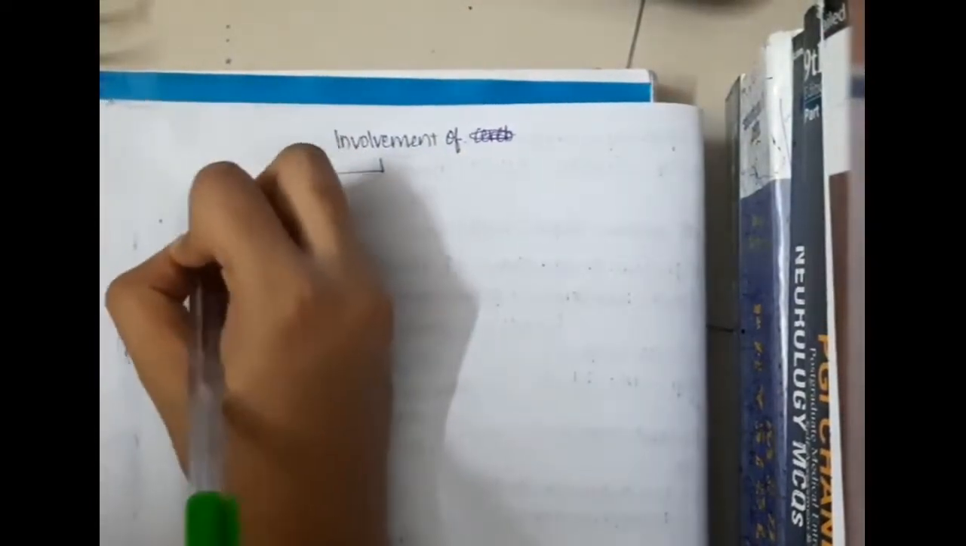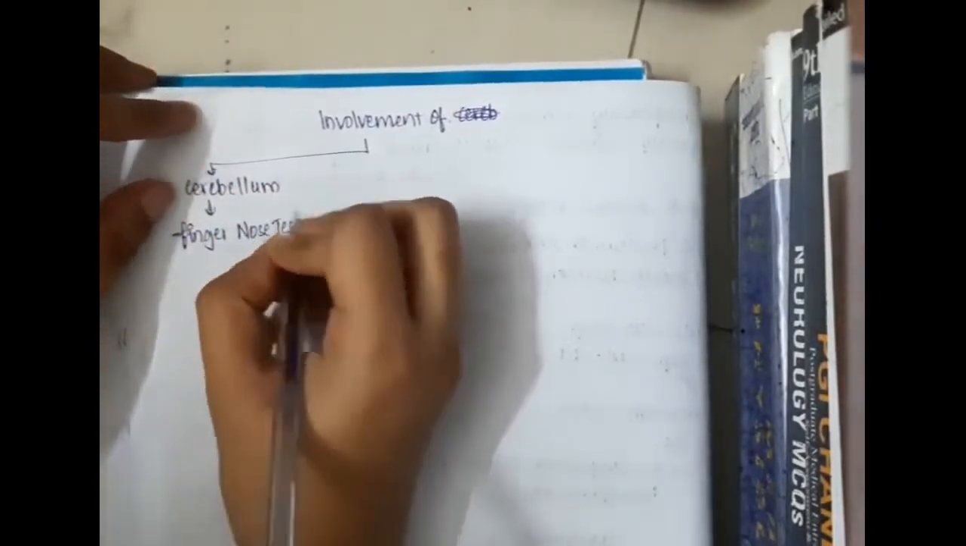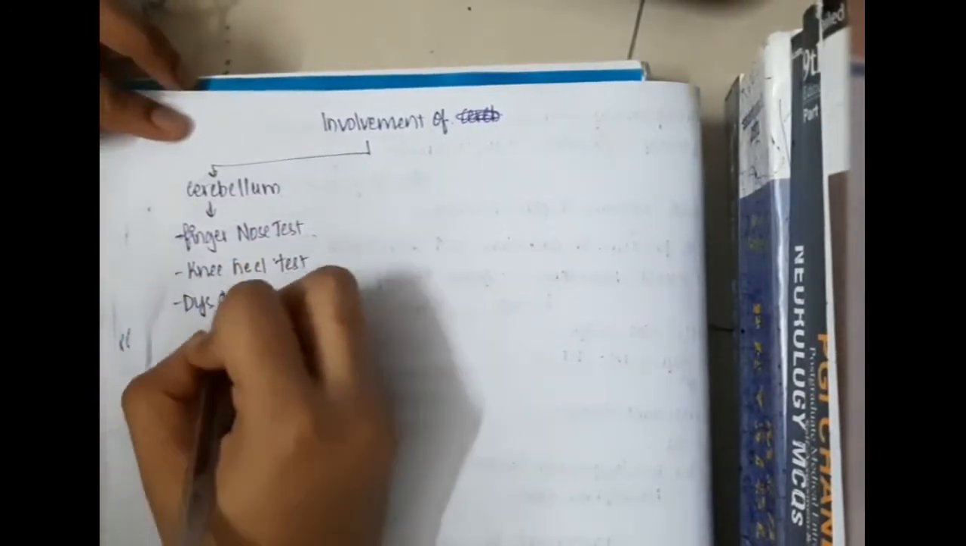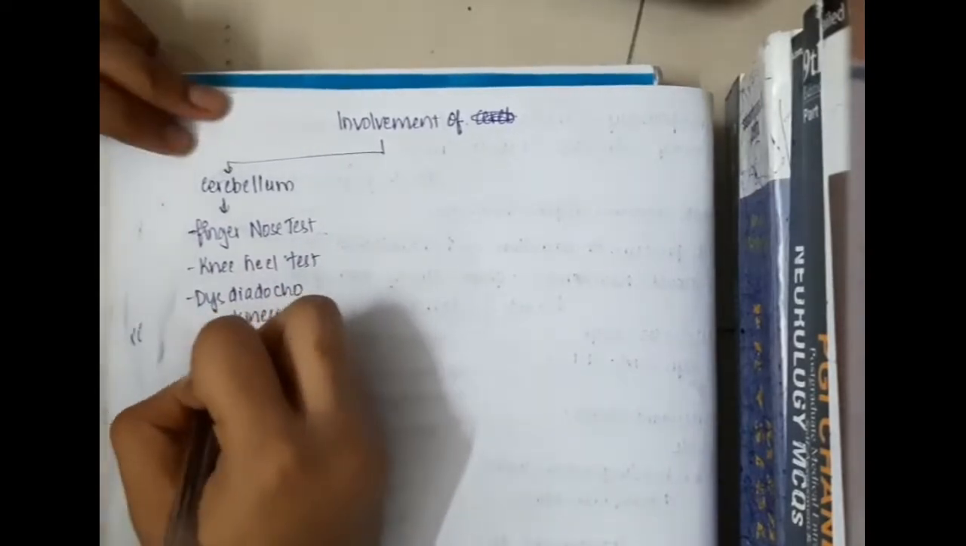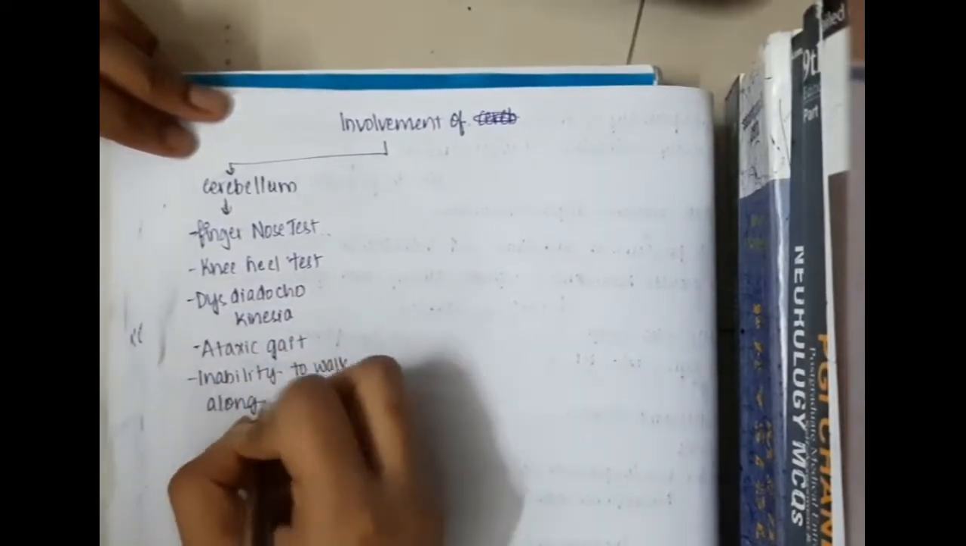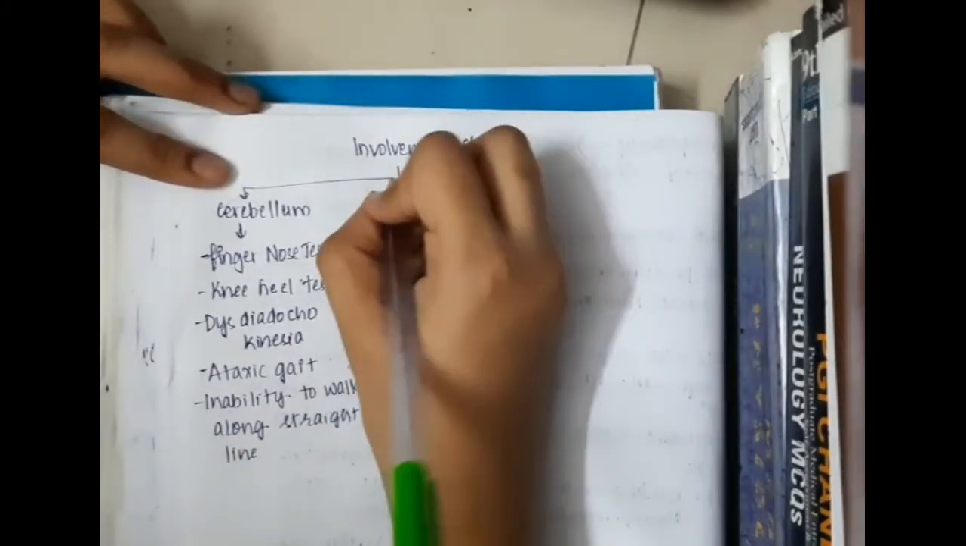Then involvement of the cerebellum. If there is cerebellar involvement, we do the finger nose test and knee heel test, and both show incoordination. Dysdiadochokinesia is seen, ataxic gait is seen, and the patient is unable to walk in a straight line.